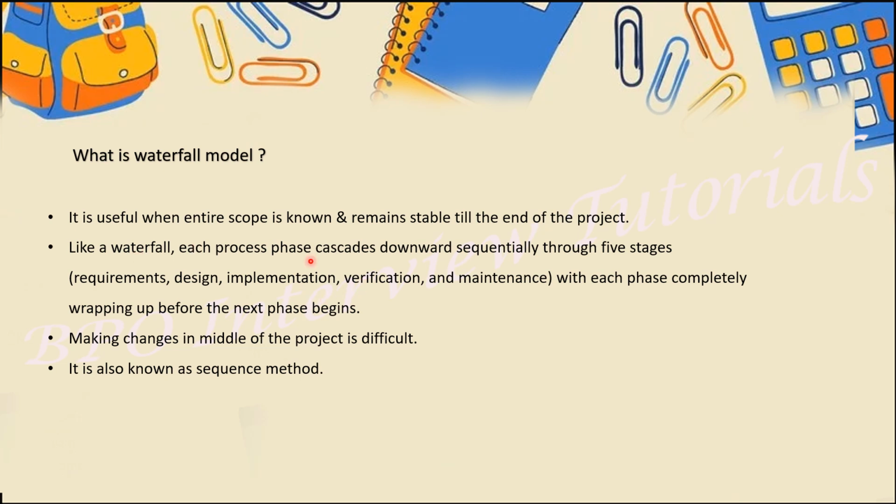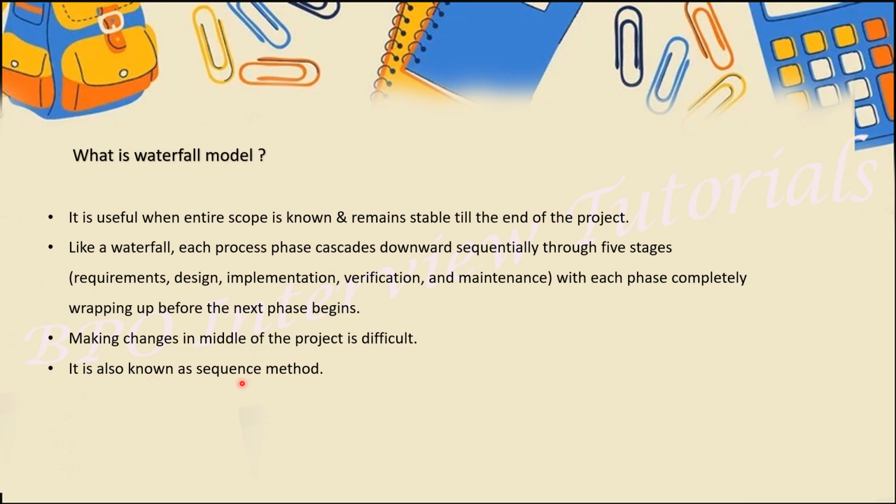Like a waterfall, the process has five stages here. First it goes to the requirements. We will see all this in a broader way. Second is design, then implementation, verification and the maintenance. These are the five phases for the waterfall model. Now making changes in the middle of the project is difficult here.